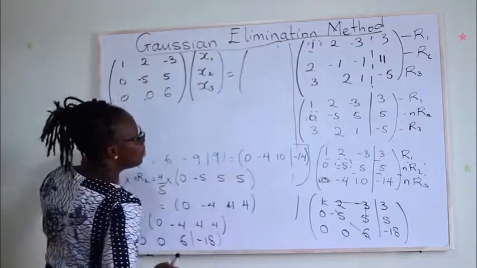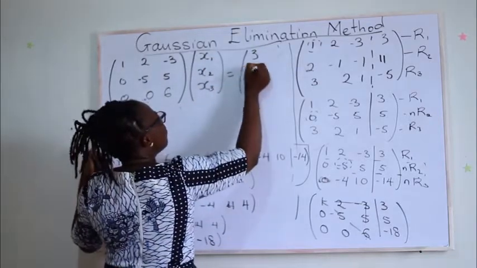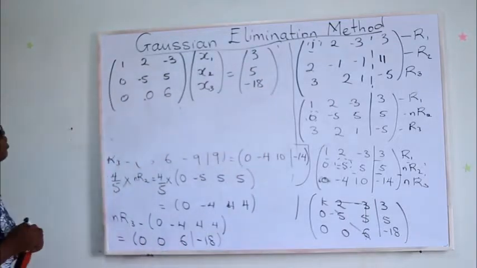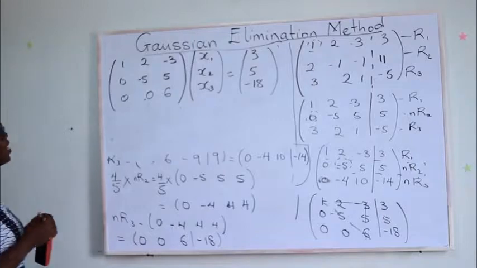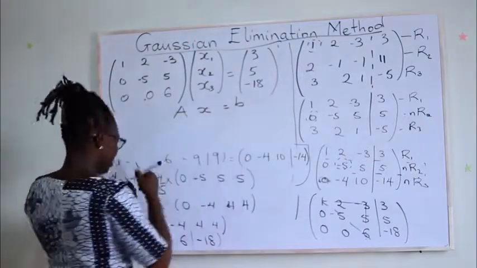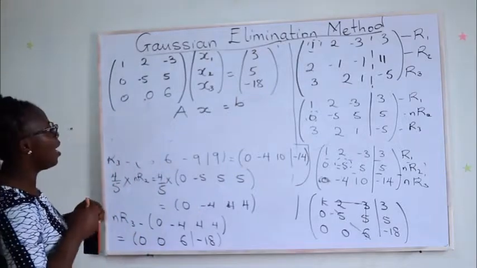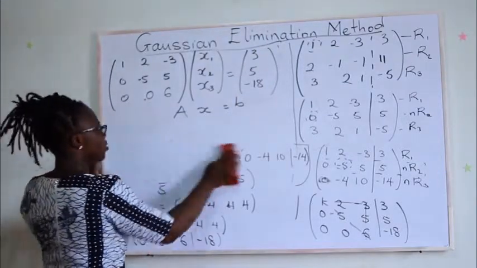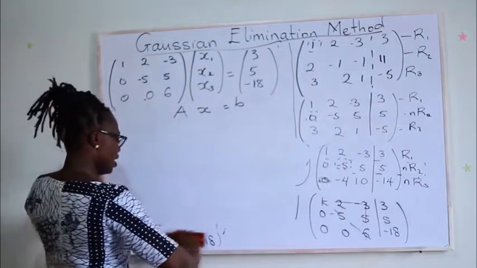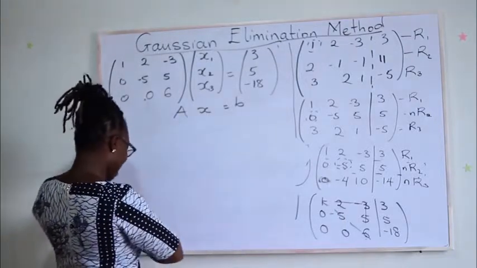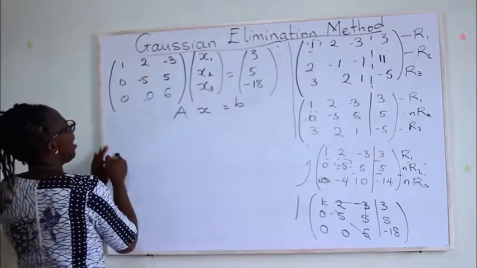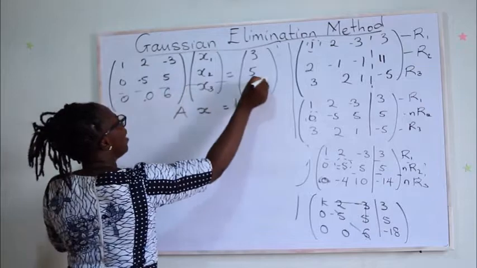It's going to be equal to 3, 5, and minus 18. Good. So we have been able to write it in the form of Ax equal to B. Now we can find the values of x1, x2, and x3 using the method of back substitution. So we solve from the back.